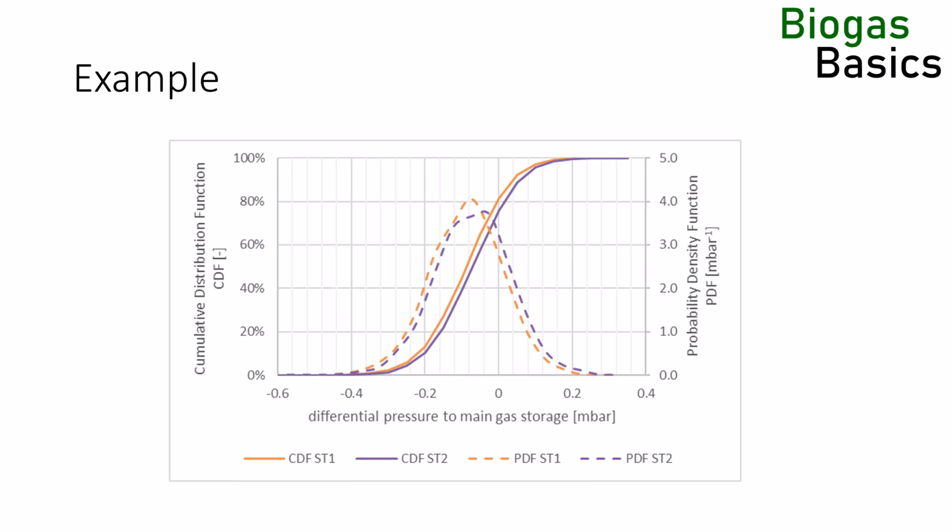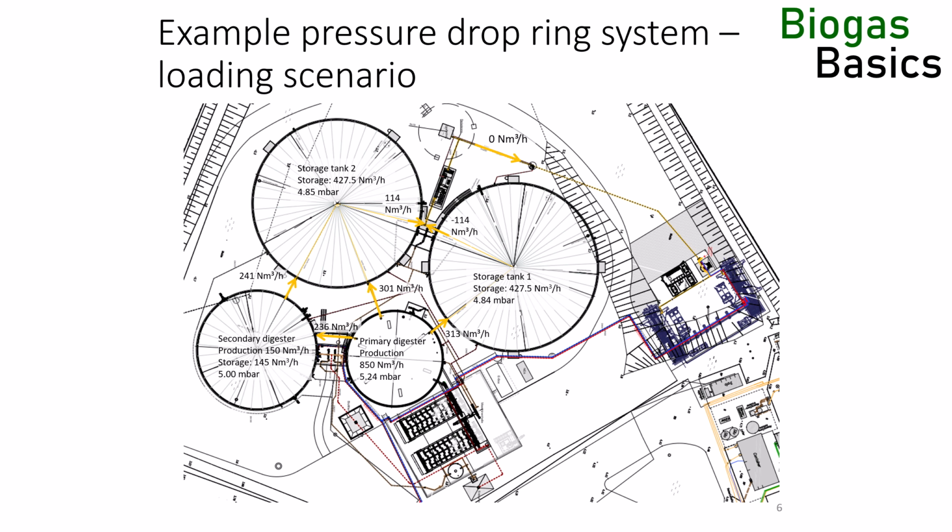To complete the example, let's calculate the average biogas flow for the loading and unloading scenario. This is the maximal load scenario. The flow to the gas consumers is 0, and the gas dome levels increase by 145 and 427.5 cubic meters per hour in the secondary and gas storage tanks respectively. In total, the average biogas production of 1000 cubic meters per hour fills the gas domes. The pressure in the secondary digester is controlled to 5 millibar. The pressure gradient over the plant flattens, because gas is stored in the gas domes and the outflowing streams decrease. The pressure difference between secondary digester and storage tank 1 is 0.16 millibar.